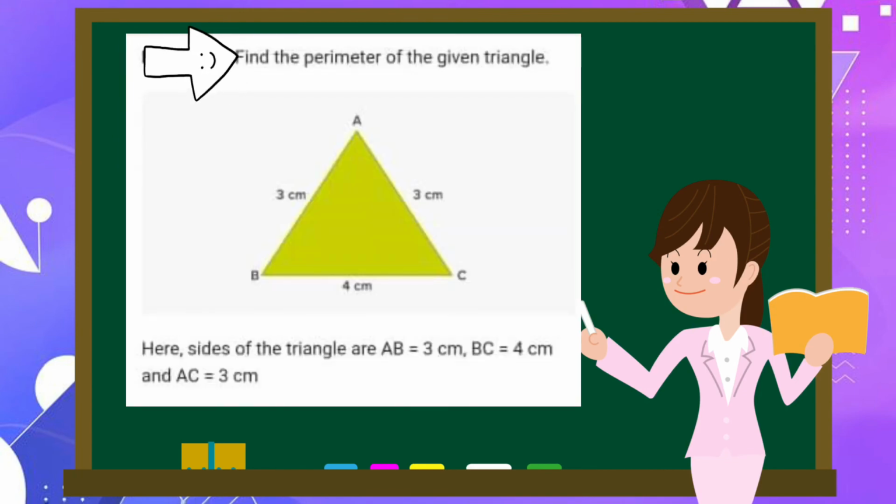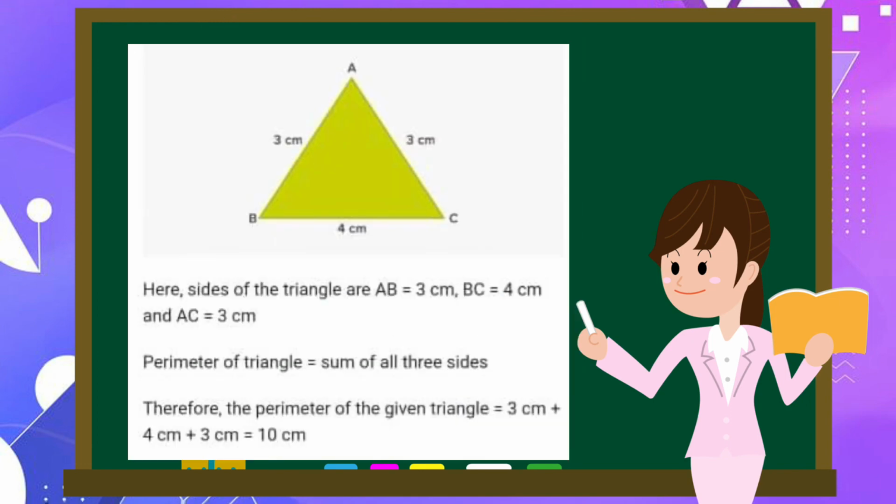We have another example. Find the perimeter of the given triangle. Here the sides of the triangle are AB equals 3 cm, BC equals 4 cm, and AC equals 3 cm. As we discussed about how to get the perimeter of a triangle, we need to sum all three sides. Therefore, the perimeter of the given triangle is 3 cm plus 4 cm plus 3 cm, which is equal to 10 cm. So the perimeter of the given triangle is 10 cm.